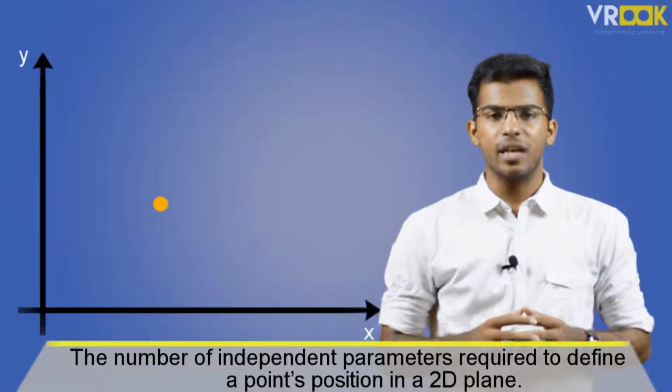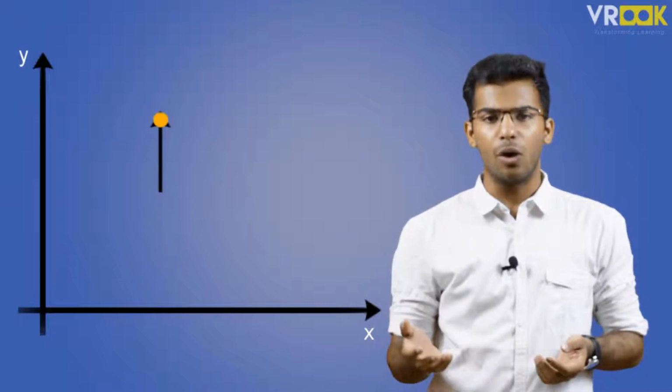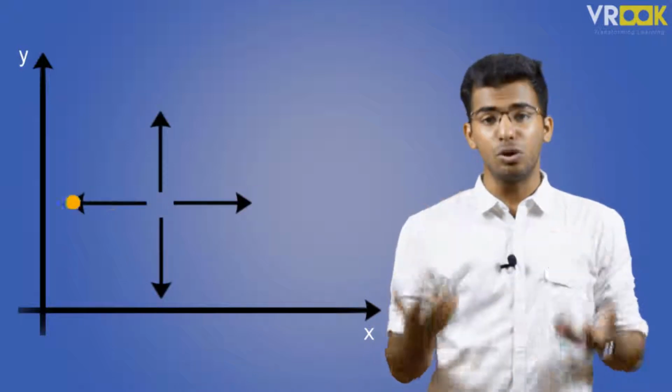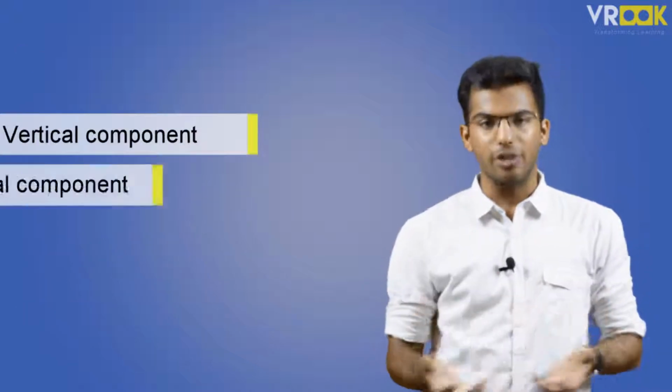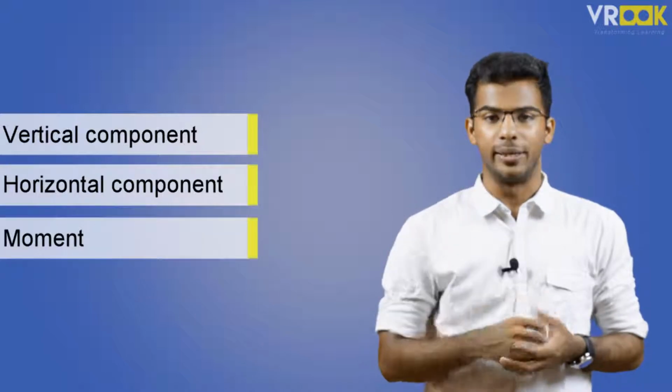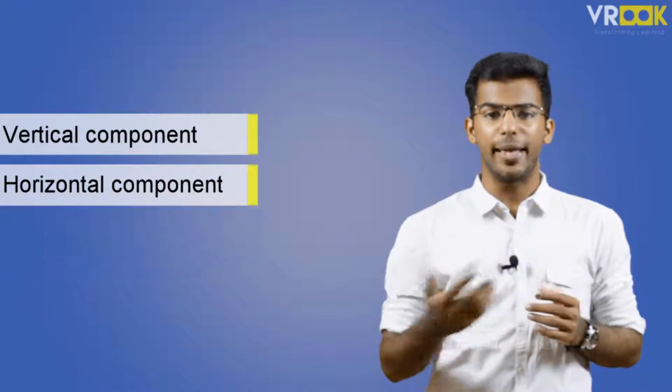In this case, if a point is present in a 2D plane, it can move up and down or left and right, and it can also rotate or have a moment. So for every point, we have a vertical component, a horizontal component, and a moment. These are the three ways in which a point in the 2D plane can move.